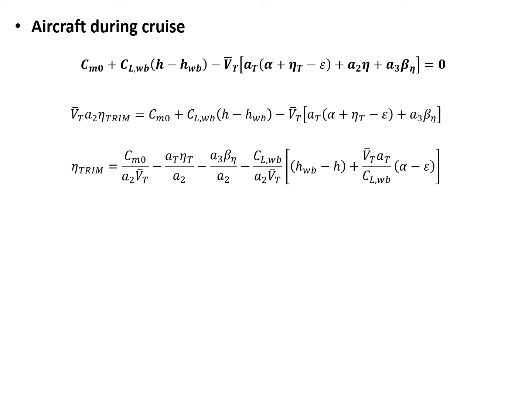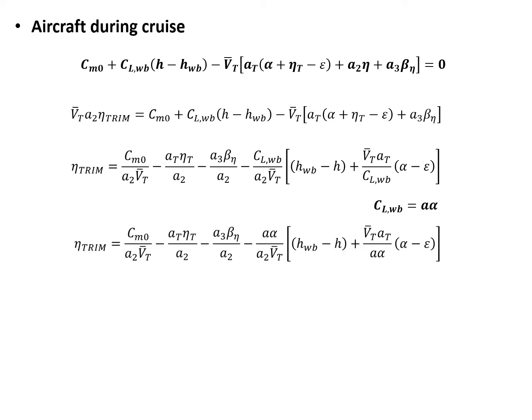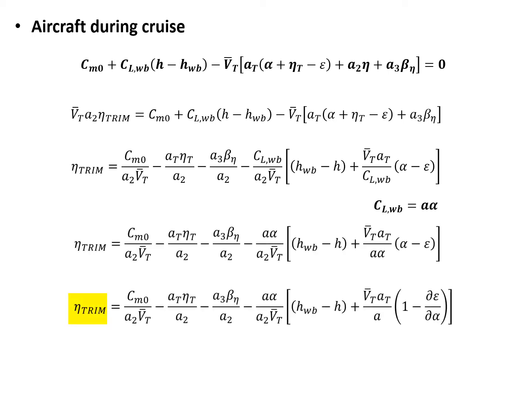So on both sides, we divide by Vt bar times a2. So now eta trim is really explicit. And now what we are changing is replacing CL wing body with A times alpha. A is the wing body lift curve slope, alpha is the angle of attack, and we have this. Okay, so one more step.